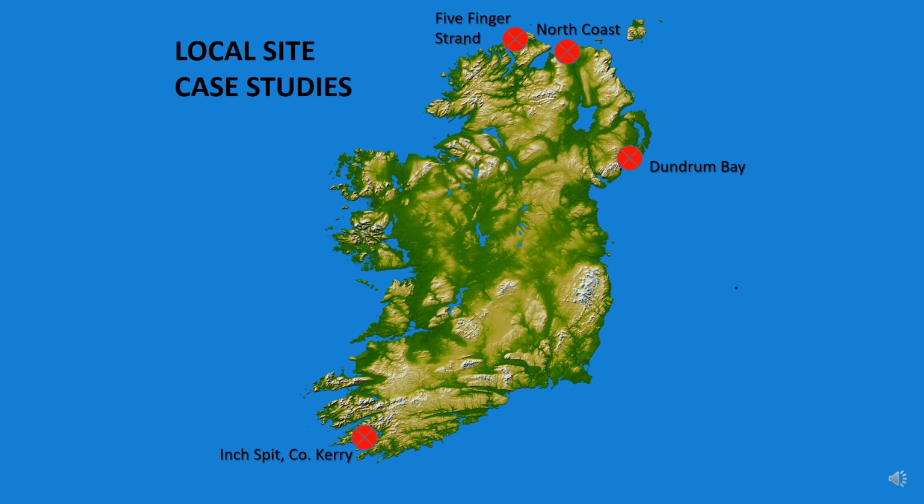So I'm going to bring you to some of the local case studies we've looked at. These are some of the sites that are part of ongoing research investigations. Starting off to the southwest, we have Inch Spit in County Kerry, Five Finger Strand in Northwest Ireland, all around the north coast here, and then I'm going to wrap up finally with Dundrum Bay in Newcastle, County Down.